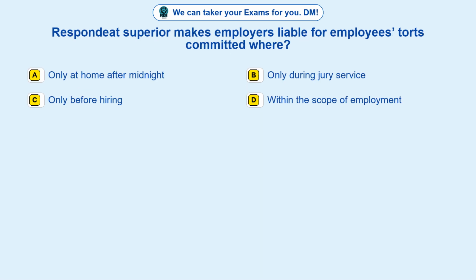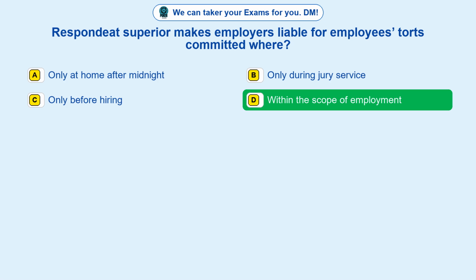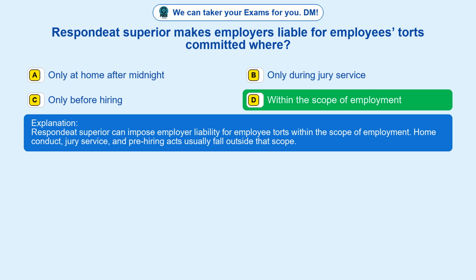Question 66. Respondeat superior makes employers liable for employees' torts committed where? Option A. Only at home after midnight. Option B. Only during jury service. Option C. Only before hiring. Option D. Within the scope of employment. The correct answer is option D. Within the scope of employment. Respondeat superior can impose employer liability for employee torts within the scope of employment. Home conduct, jury service, and pre-hiring acts usually fall outside that scope.